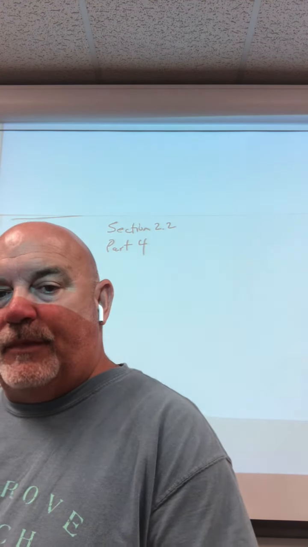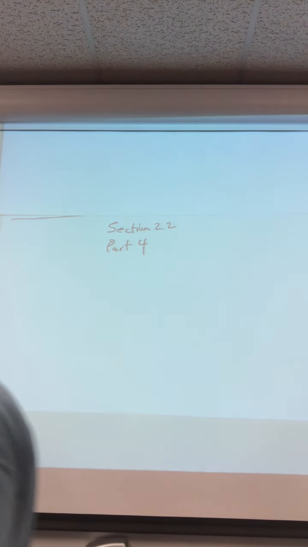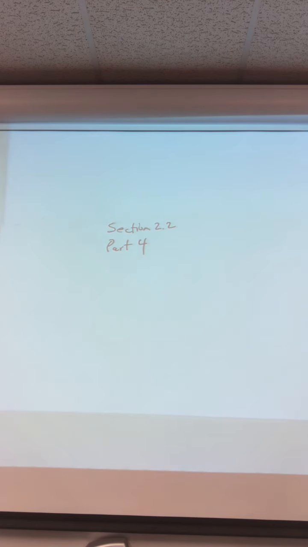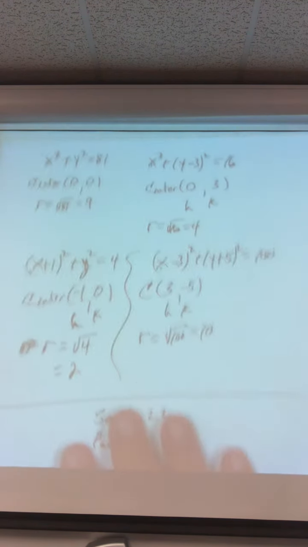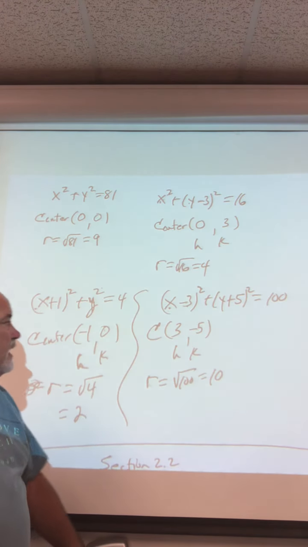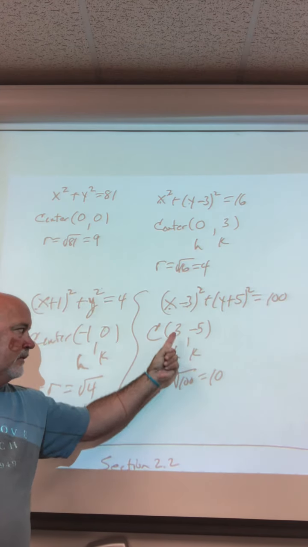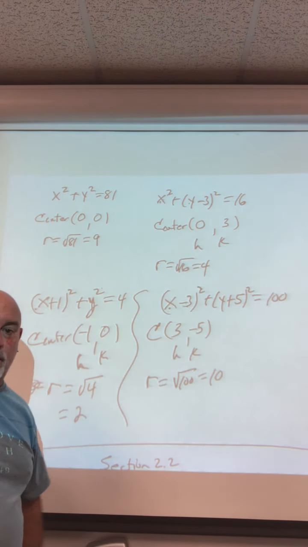Okay, section 2.2, video, part 4. We had left off in the last video where I gave you some circles that were in center radius form. To be exact, these four. These are the four we just did, where I gave you the equation of the circle, and we found the H, the K, and the R.